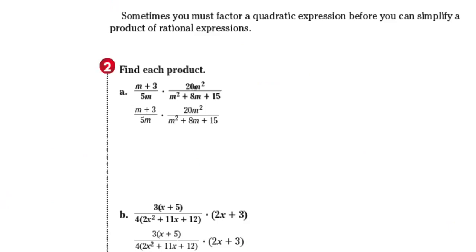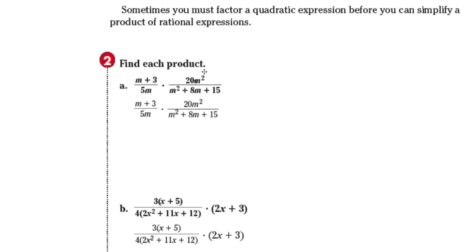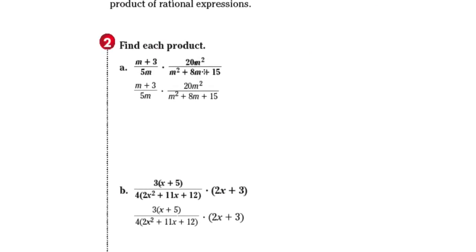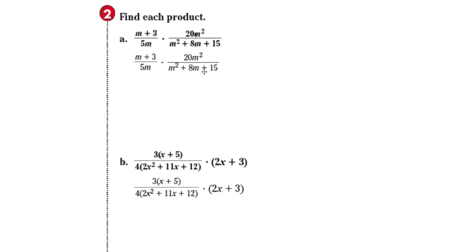So sometimes you must factor a quadratic expression before you can simplify a product of rational expressions. So let's take a look at this one. Find each product: m plus 3 all over 5m times 20m squared all over m squared plus 8m plus 15. First, copy the problem, and let's start factoring. m squared plus 8m plus 15. We can actually put them all together.